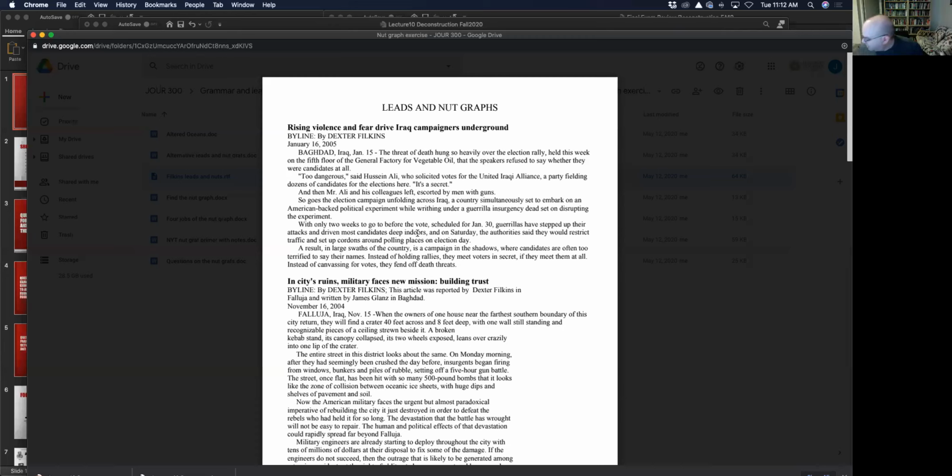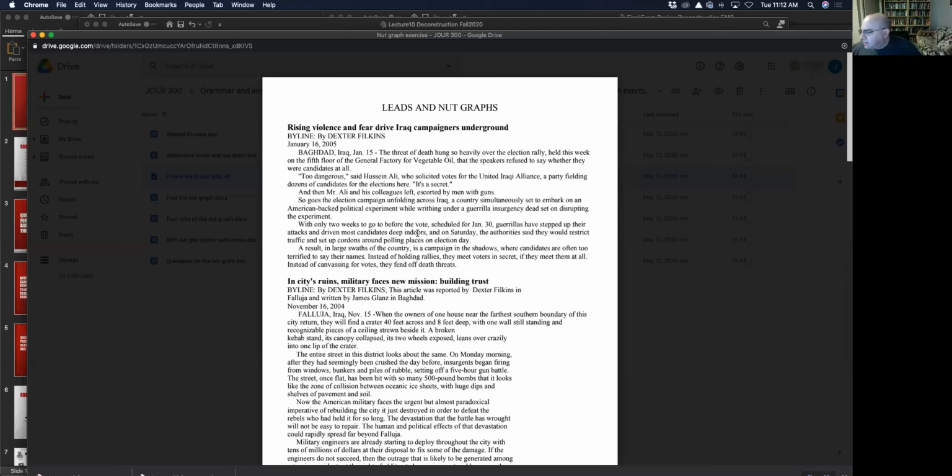Okay, so where does the nut graph begin? I would say with only 2 weeks to go. Are you sure? Did any of you see it beginning differently? Is it the first paragraph? Because it kind of says what's going on in the first paragraph.